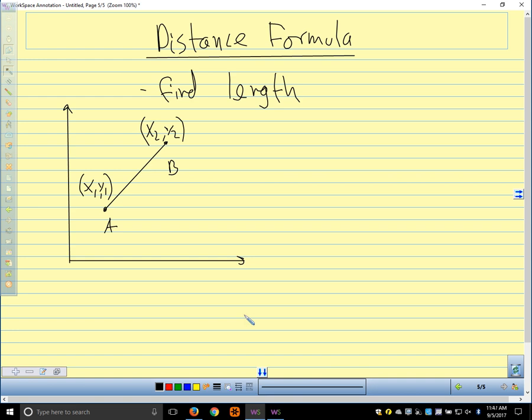And what we're doing here, just so we have an idea, is I'm turning this segment, if I bring this straight down and this straight down, I get a little right triangle there. The distance formula is the same as the Pythagorean theorem. We're using the Pythagorean theorem to find the length of that side of the triangle. That's what the distance formula is.